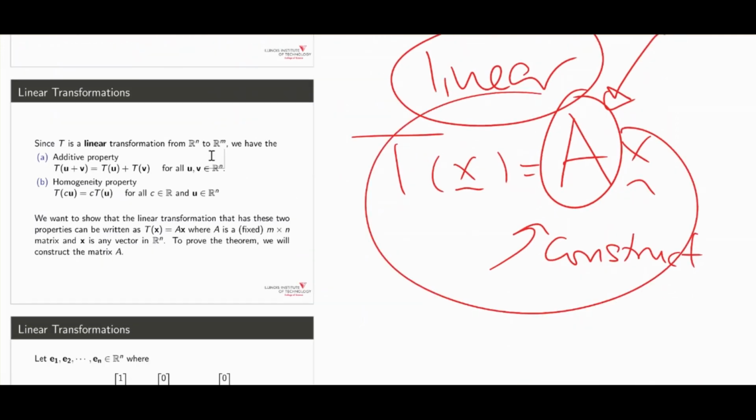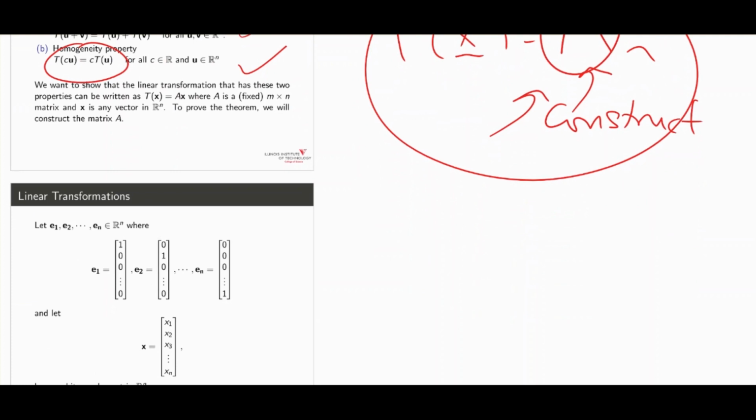Okay, so before we do that, let's just review very quickly. Remember, linear transformation means we must have this additive property and this homogeneity property. Okay, so we're going to make use of both properties in order to construct this matrix A. And before we construct this matrix A, I also want to introduce some notation. This is something that you're going to see later on. This is the first time you're going to see this. This is the type of vectors that we call the standard basis for Rn. But we don't have to remember this special fancy name right now.